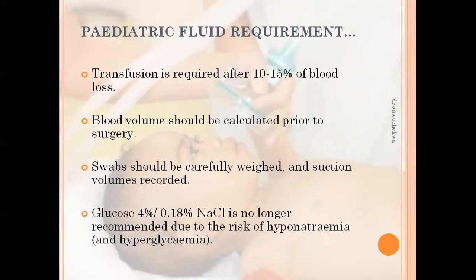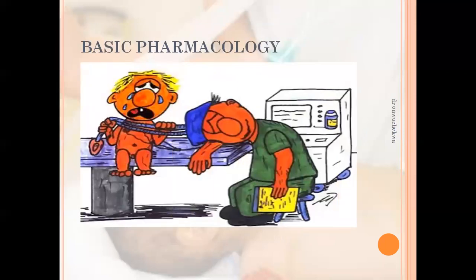So transfusion is required after 10 to 15 mils, 15% of blood loss. Blood volume should be calculated prior to surgery. Swabs should be carefully weighed and suction volume recorded. The 4% dextrose in 1/5 saline is no longer recommended because of the risk of hyponatremia in this age group.